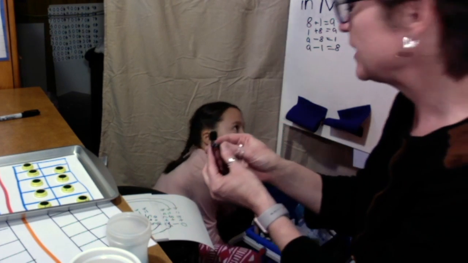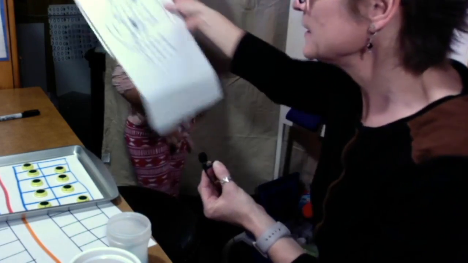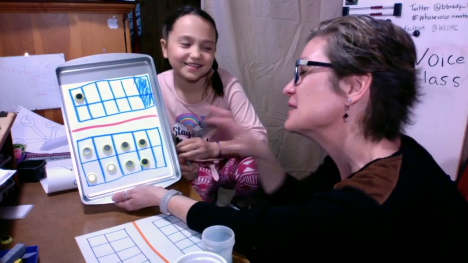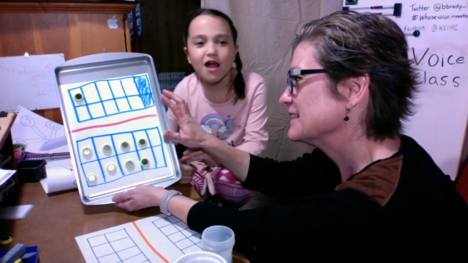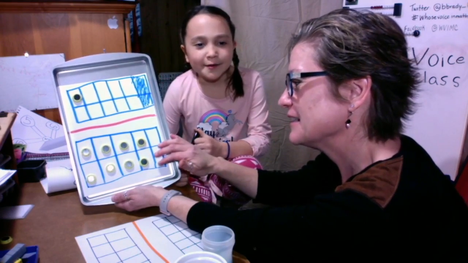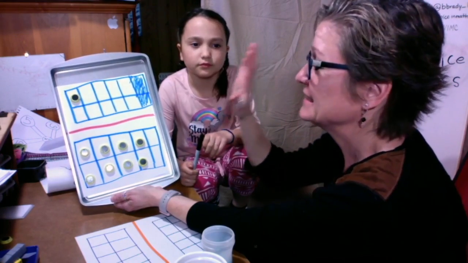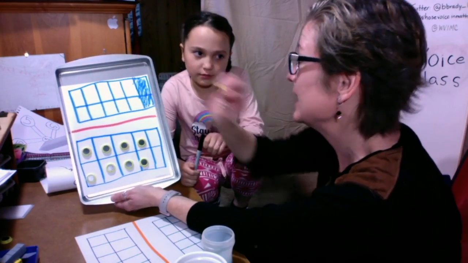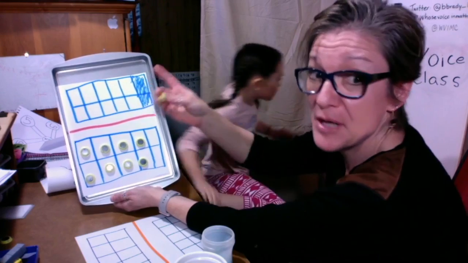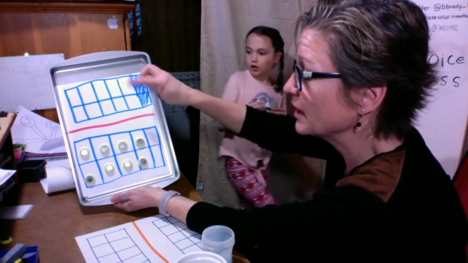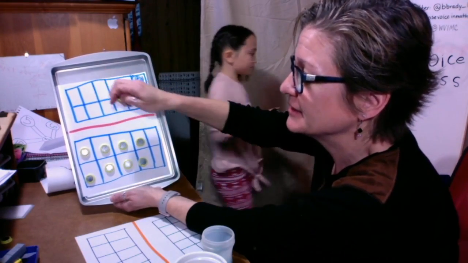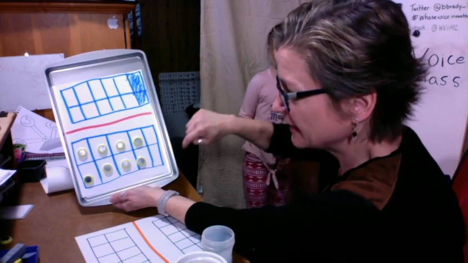No. Let's look at it right here. So there's 8 down here, 1 up here, that's 9. 1 here, 8 here, that's 9. If we start with 9 and I take away 1, I have 8. So those are the same numbers, right? 8, 1, 9 all together. Part, part, the whole thing, right?